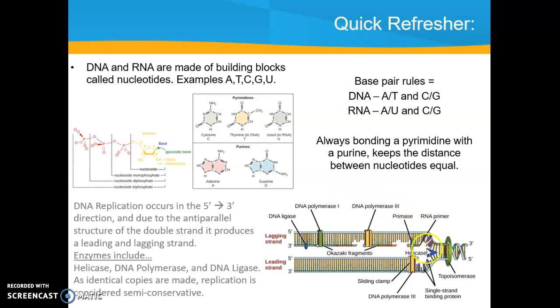We know that at the replication fork, DNA polymerase can only work on the new strand in the 5' to 3' direction. So for this top strand, it's working this direction. On the bottom strand, it's working this direction. So the leading strand always is made towards the replication fork, and the lagging strand is made opposite.